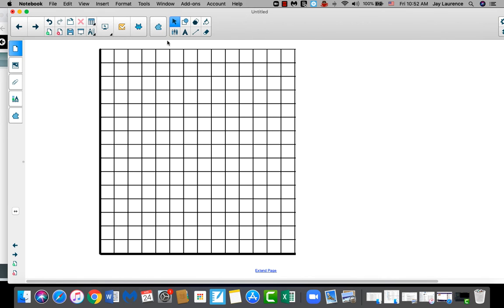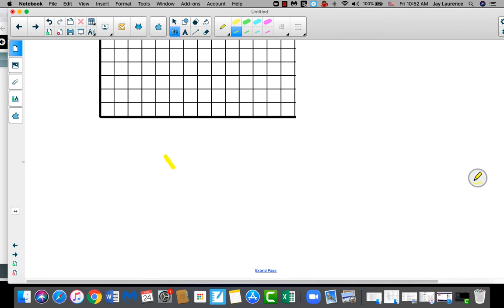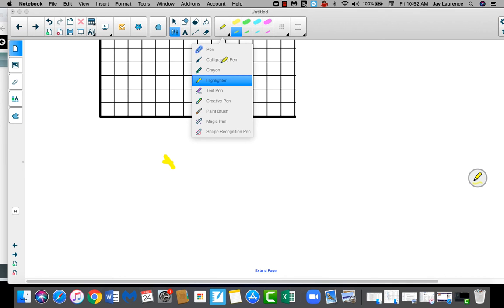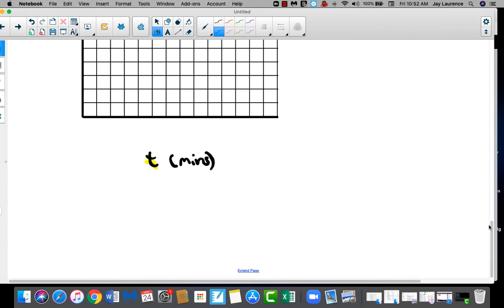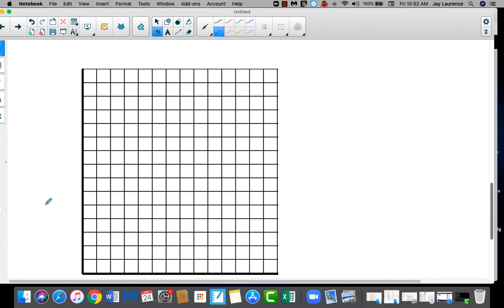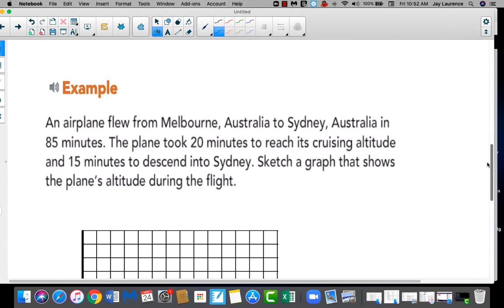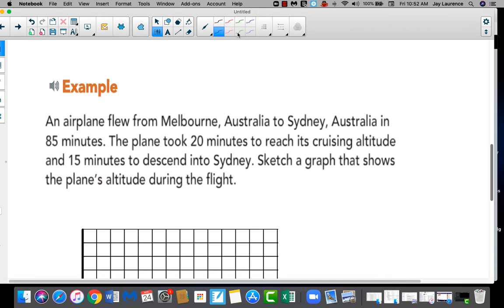Well, it sounds like I heard time mentioned an awful lot, right? Minutes kept getting mentioned. So this is going to be the time. Oops, I don't want to be in highlighter mode. Sorry about that. This is going to be the time, and that'll be in minutes. Okay, and this here is going to be the altitude, or how high the plane is off the ground. I think that's in feet, but we're not actually measuring it out. Typically altitude is measured in feet.